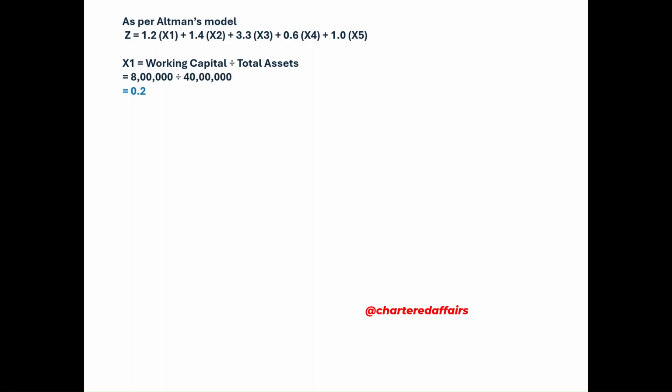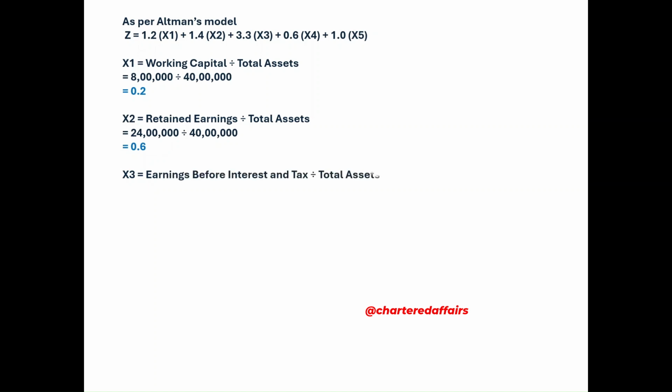Further, X2 is equal to total retained earnings divided by total assets. That is 24 lakhs divided by 40 lakhs, that is 0.6. X3 is equal to EBITDA divided by total assets, that is 10 lakh divided by 40 lakh, that is 0.25.